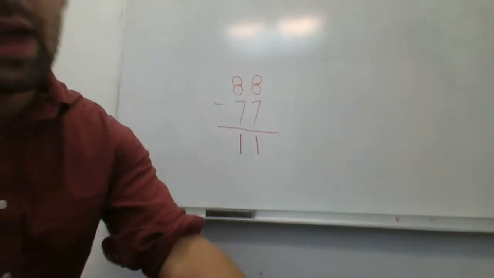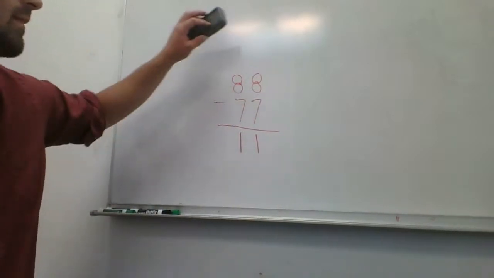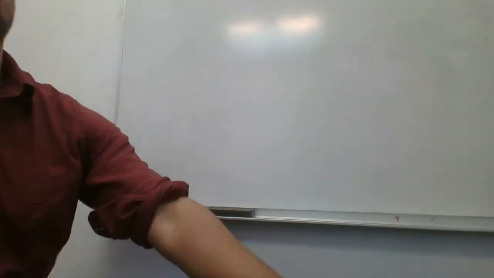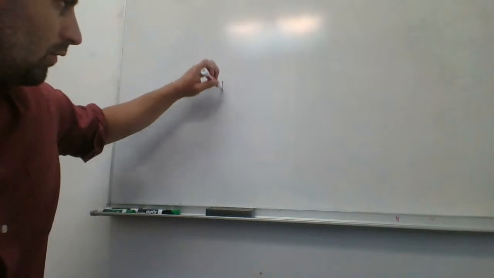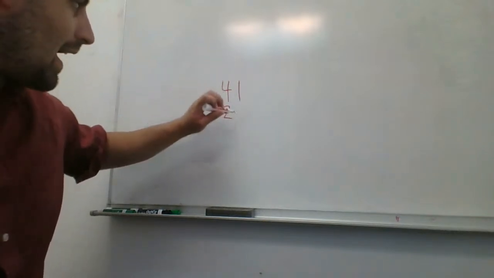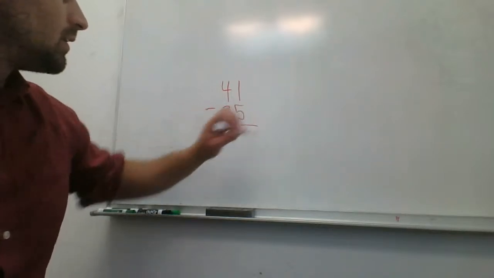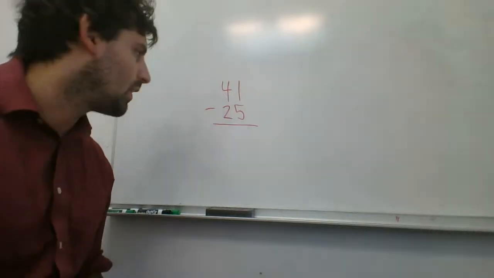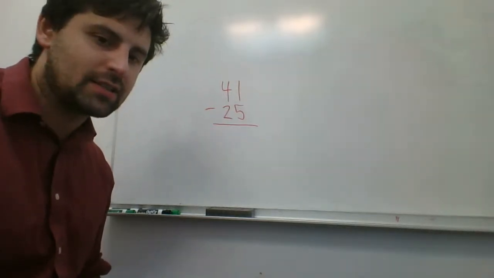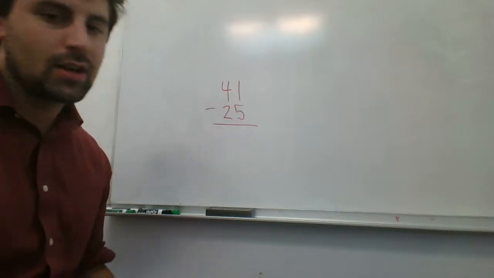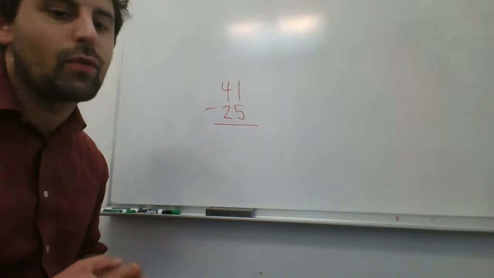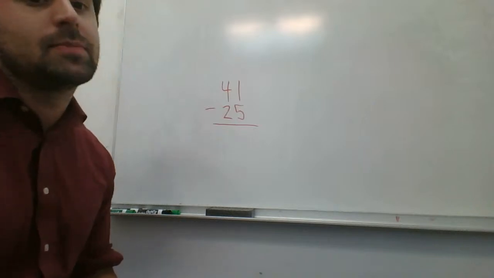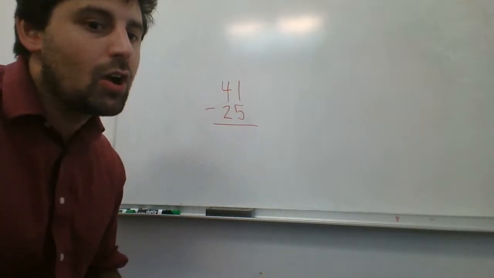All right. One more problem. Going to make this a regrouping problem. All right. 41 minus 25. So we start in the ones place. Well, before we subtract everything, we check and see if there are bottom digits that are bigger than the top digits. Always, when you do a subtraction problem, before you do any subtraction, you want to look and see if there are bottom digits that are bigger than the top digits. Because whenever there's a bottom digit that's bigger, we will need to regroup.